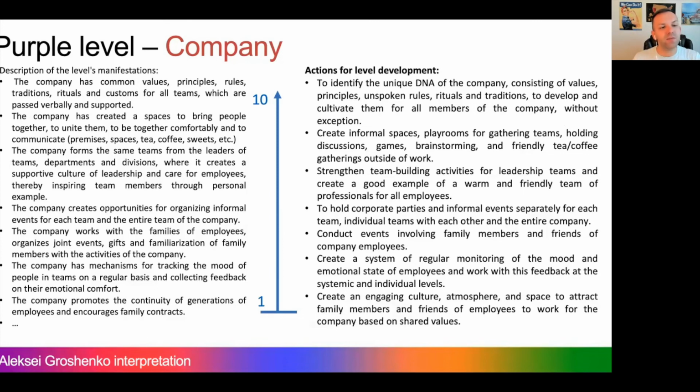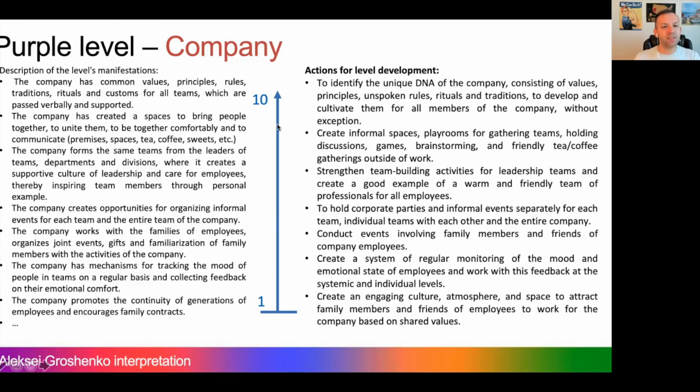The company has a mechanism for tracking the mood of people in teams on a regular basis and collecting feedback on their emotional comfort together. The company promotes the continuity of generations of employees and encourages family contracts. So it means that the company is open to the family members of each employee, and leaders, of course, and they organize family events, and they would love to see, for example, the employees' kids as the company's employees in the future.